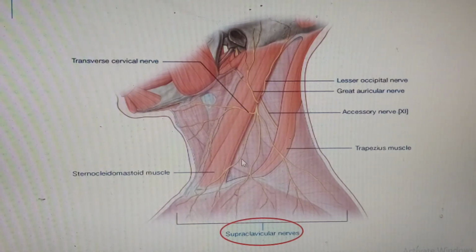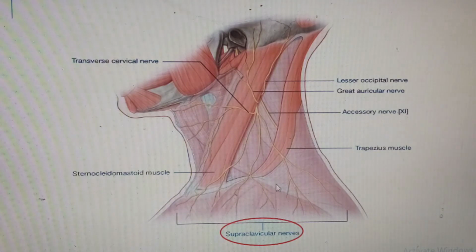Then what is it doing? It's going to give off these branches. This will be the anterior branch, this will be the intermediate branch, and then it also gives off a posterior branch. Remember, they are all emerging from somewhere in the posterior aspect of the sternocleidomastoid muscle.